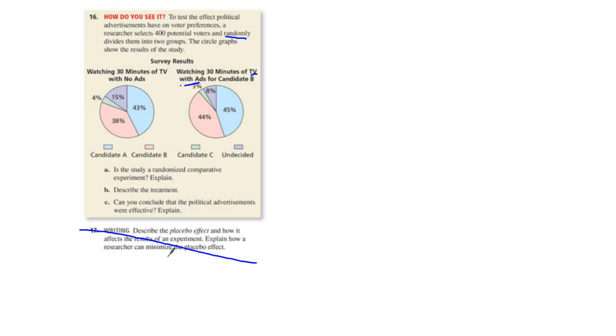C is, can you conclude that the political advertisements were effective? And my answer is yes, they were effective. That's a plus 6% increase. Margin of error around, I'd say, plus or minus 5%, right? That's still a high increase. That's from 1 to 11% increase.